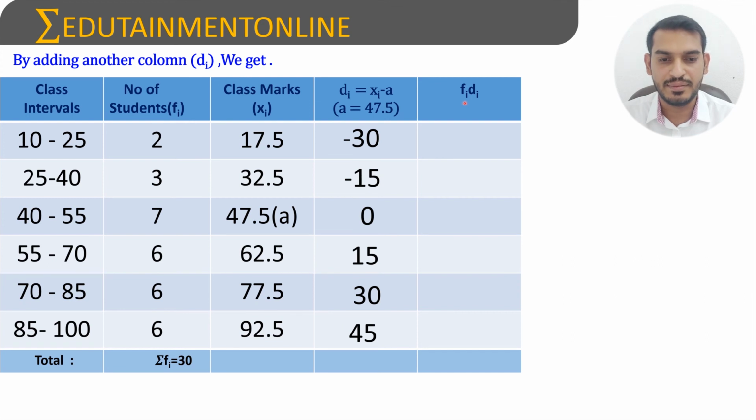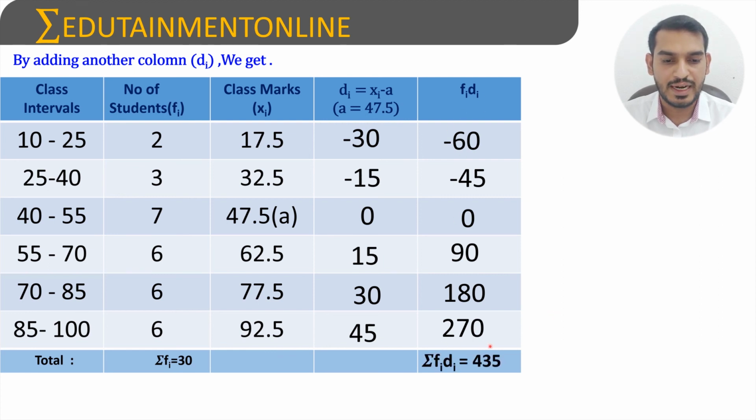Now finding fi di. So 2 times minus 30 is minus 60, 2 times minus 15 is minus 45, 7 times 0 is 0, 6 times 15 is 90, and 6 times 30 is 180, 6 times 45 is 270. Now we will find the sum of these terms. So adding all these terms, we will get 435.